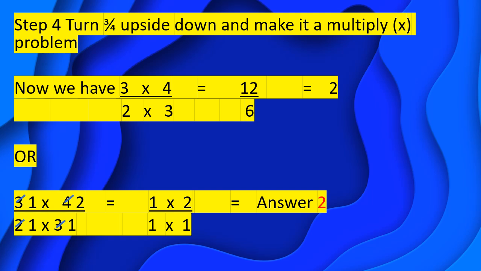Or we could do it all as fractions. We have 3/4 on the top, 2/3 on the bottom. We can divide the 3 on the top and the 3 on the bottom both by 3, and both times it will give us 1. We can divide the 4 on the top and the 2 on the bottom by 2, and on the bottom the 2 divided by 2 will be 1. On the top the 4 divided by 2 will be 2. And so we have 1 times 2 equals 2, and that is our answer.